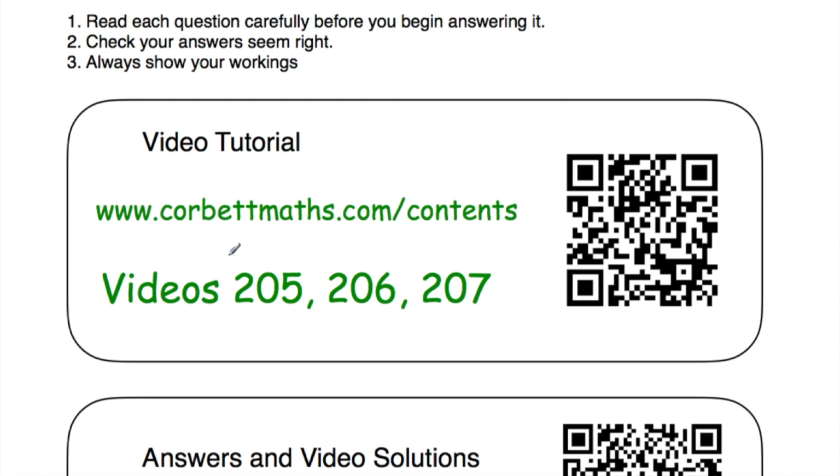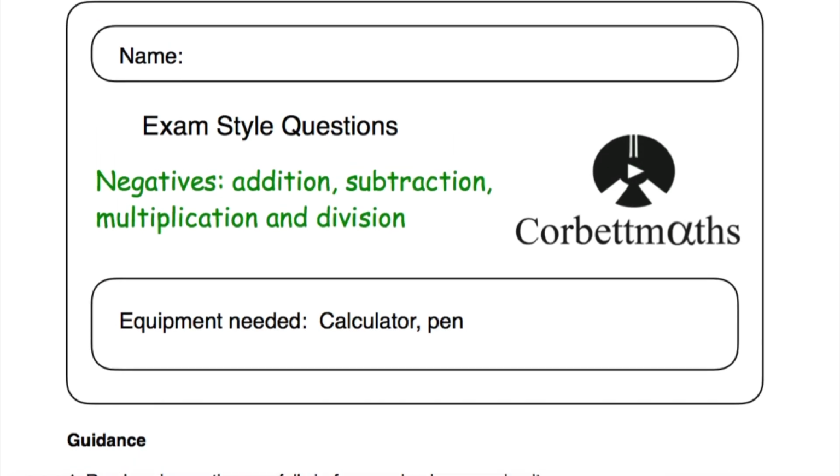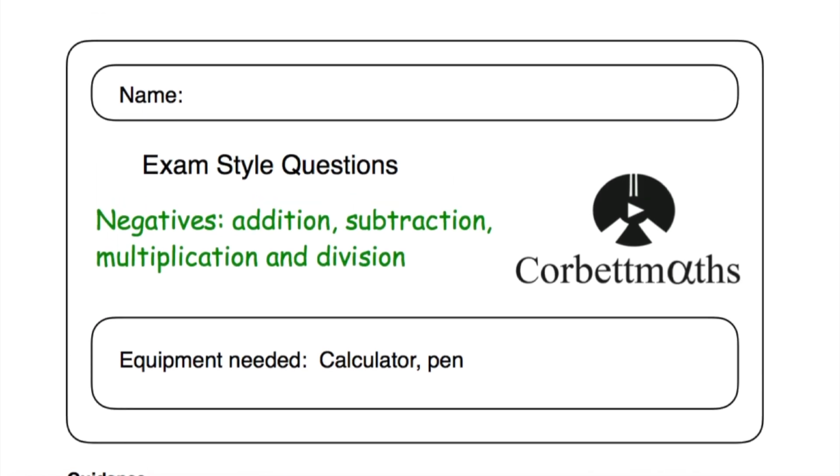corbettmaths.com/contents and scroll down to videos 205, 206, and 207, those video tutorials will go through how to add, subtract, multiply, and divide negative numbers. And I'm going to presume that you've watched those videos and you're aware of how to multiply, divide, add and subtract negative numbers before we do these questions. But let's go through the video solutions to these practice questions.